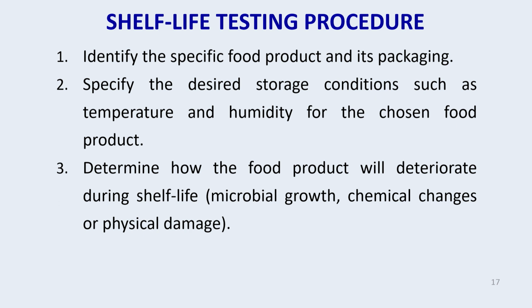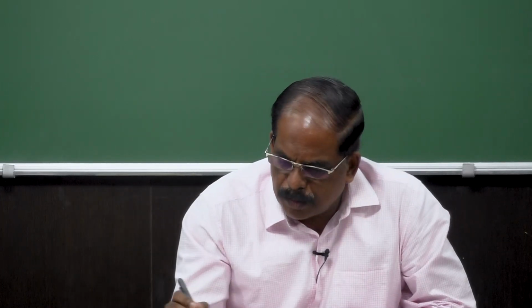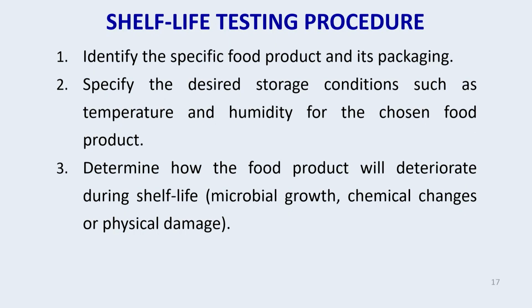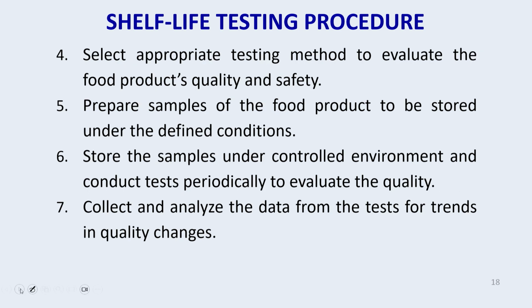Whenever you come across the term storage condition, it refers primarily to two parameters. One is temperature, another one is relative humidity. So, temperature and humidity for the chosen food product. Next, we have to determine how the food product will deteriorate during the shelf life. That is due to the growth of microorganisms, chemical changes, or physical damage. Select an appropriate testing method to evaluate the food product's quality and safety. Selecting the appropriate one is very, very important.